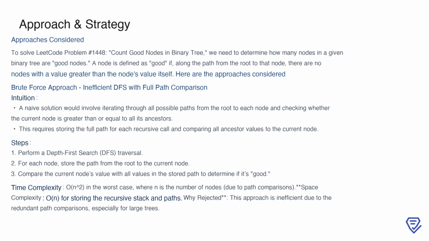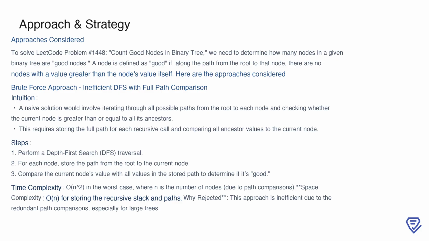To solve the problem of counting good nodes in a binary tree, we need to identify nodes that are not overshadowed by larger values along their path from the root. One approach we considered is a brute force solution, which involves performing a depth-first search while keeping track of the entire path from the root to each node. At every step, we compare the current node's value to all its ancestors to determine if it qualifies as a good node.